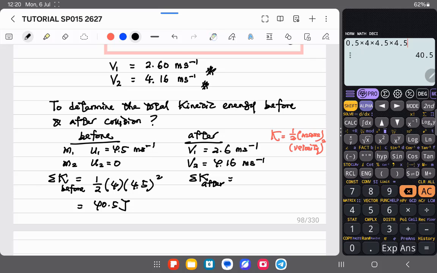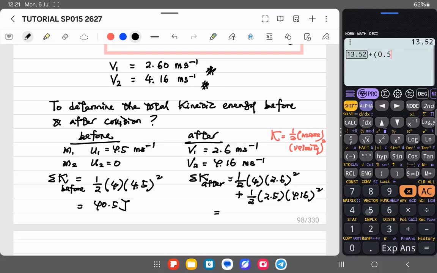So after collision, ball 1 is moving off with velocity 2.6. The second ball is moving off with velocity 4.16. So they are going to have kinetic energy half, first ball is 4 kg, the speed is 2.6 squared, plus half, second ball is 2.5 kg, the velocity is 4.16 squared. Then I'm going to have 0.5 times 4 times 2.6 times 2.6 plus 0.5 times 2.5 times 4.16 times 4.16. So I'll get the total kinetic energy after collision is 35.15 joule.